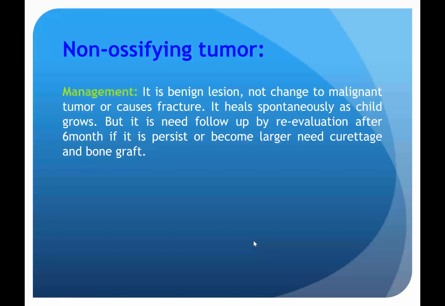So for this reason, the management will be conservative, and the lesion can heal spontaneously as the child grows. But we need follow-up and re-evaluation after 6 months. If it persists, or becomes larger, or is complicated by a fracture, then in this case we need to do curettage and bone graft.